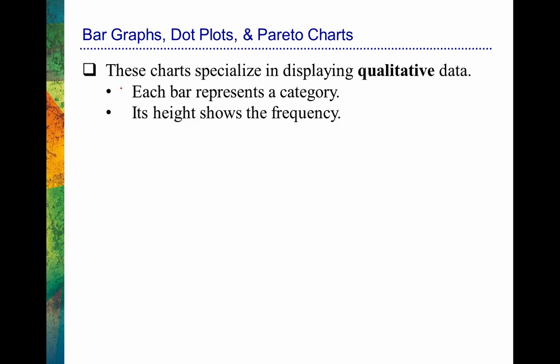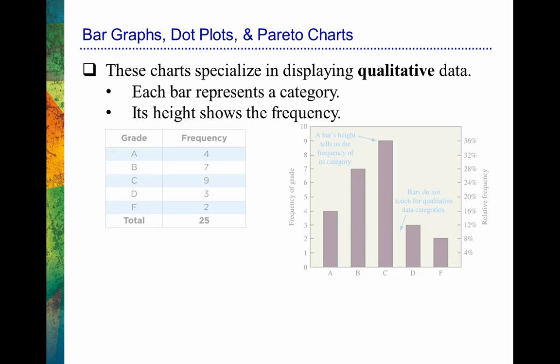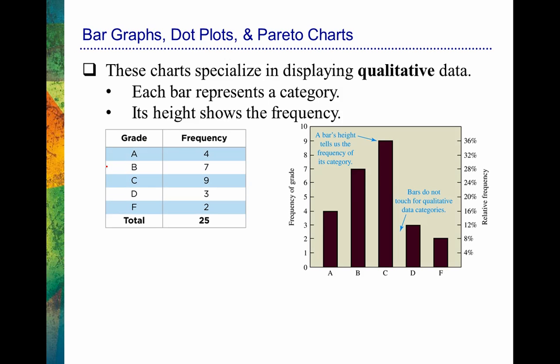Each bar represents a category. This is an important point, and its height just shows the frequency. It's relatively basic, so let's look at an example. Here we've got a frequency distribution table representing some grades, and here is a bar graph representing the data in this table. Let's look at it for a second and make sure we understand its basic properties. First of all, the height of each bar represents the frequency of the people who scored in that category. The people who got A's, there are 4 of them. The people who got B's, there are 7 of them. That's pretty straightforward.